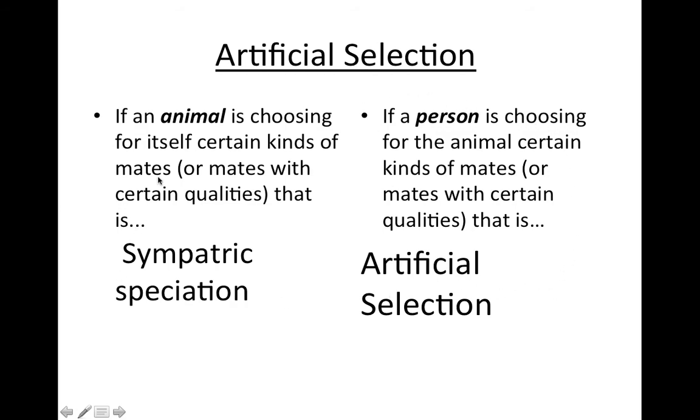So if the animal is choosing its own mate based on what time of year it likes to mate, or based on the type of bird call it can make, or based on where it likes to hang out, that's sympatric speciation. That's the animal choosing for itself. If the person is choosing, that would be artificial selection. So if the person is deciding what kind of mate the animal should have and picking for it, that's going to be called artificial selection. And you all know a really good example of human beings picking mates for animals. What's one example you can think of?